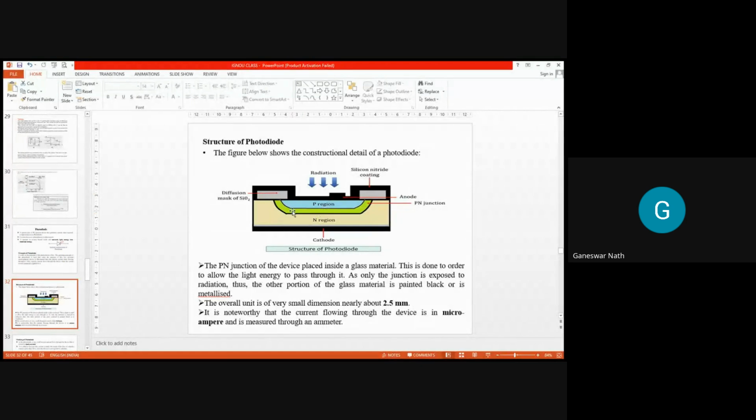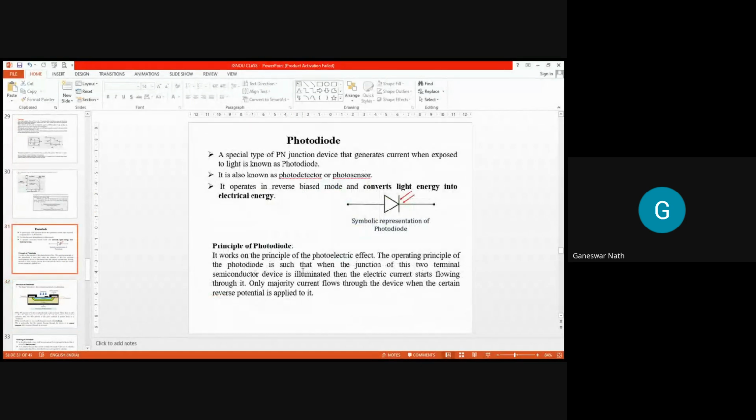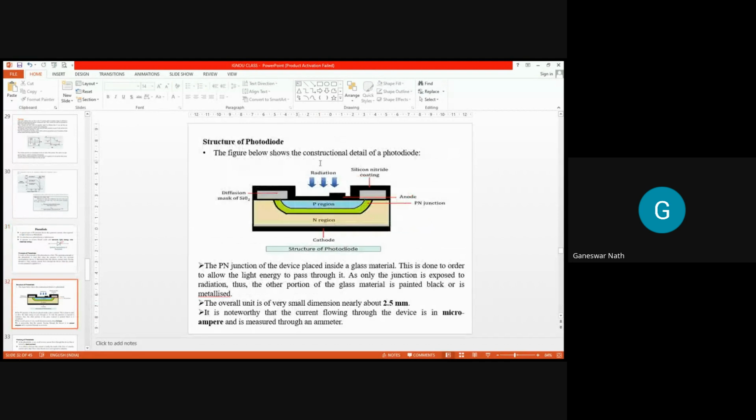Here the same things are written. It works on the principle of the photoelectric effect, and when the junction of this two-terminal semiconductor device is illuminated, the electric current starts flowing through it. Only majority current flows through the device when a certain reverse potential is applied to it. In normal condition, the normal current flows, but when these situations arrive, there may be heavy current flow, though this situation may not occur in practice. So this is the first structure I told.